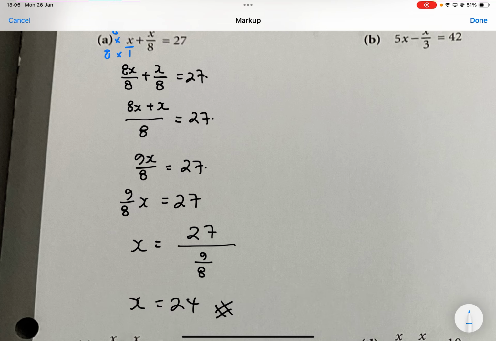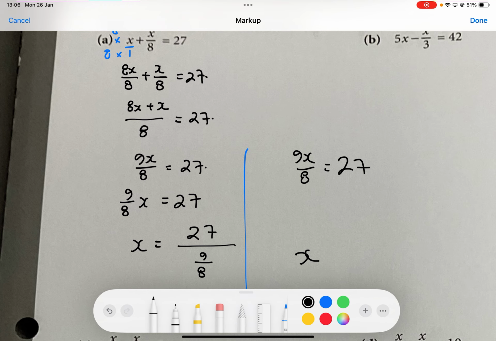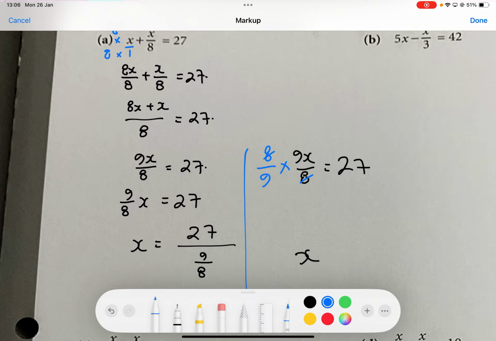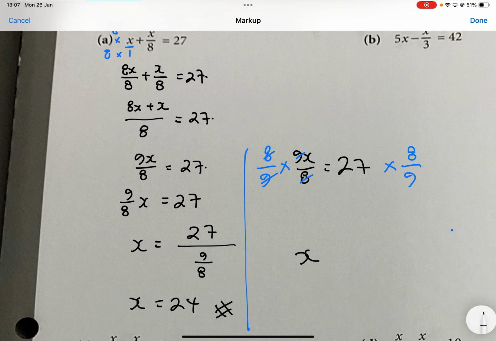Another way to do this, instead of dividing by 9 over 8, my aim is to become 1x. So the other way to become 1x is, I multiply by 8 over 9. Then 8 and 8 cancel, become 1. 9 and 9 cancel, become 1. I can also get to 1x. Okay? Then I need to multiply 8 over 9 to the other side. Then I will get the same answer.